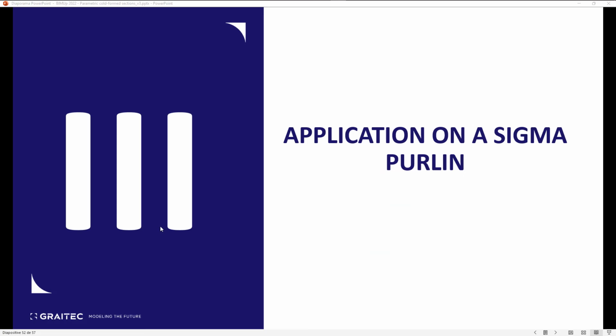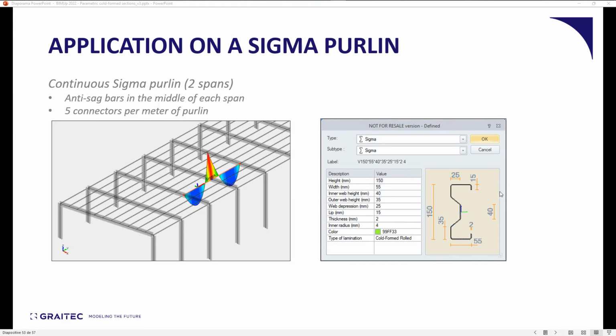Alright, so we've got a few minutes left, so we can move on to another example. This time we will consider a sigma section acting as a purlin. It will be a sigma section on a two-span purlin.